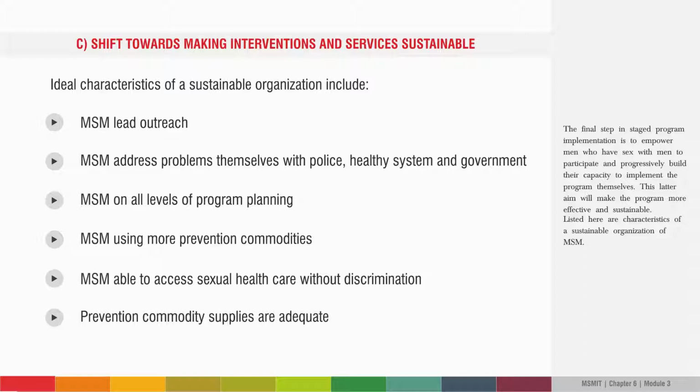The final step in staged program implementation is to empower men who have sex with men to participate and progressively build their capacity to implement the program themselves. This latter aim will make the program more effective and sustainable. Listed here are characteristics of a sustainable organization of MSM.